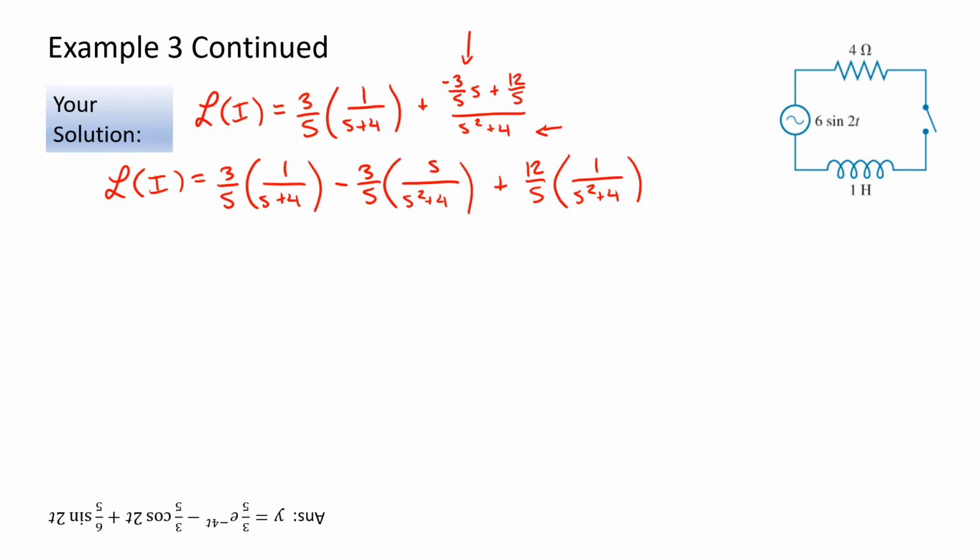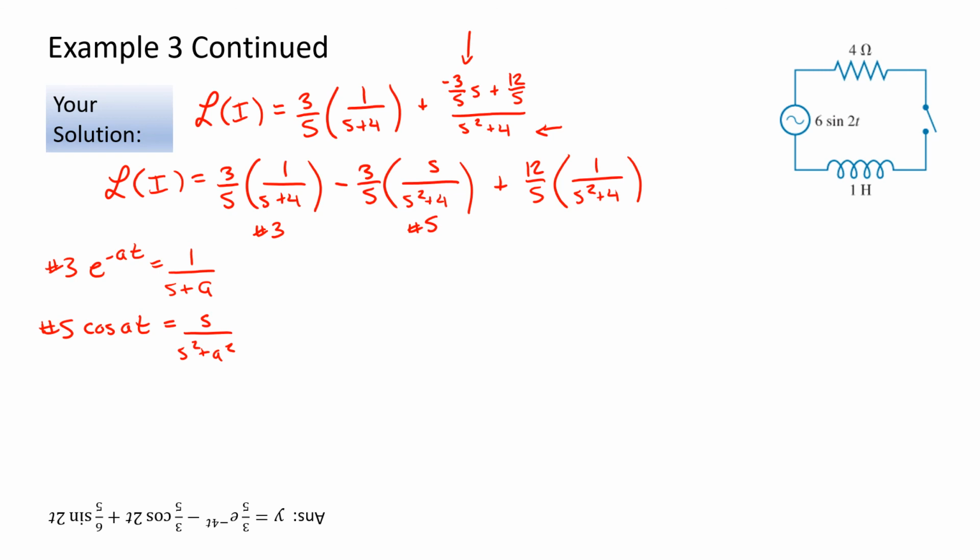And the 1 over s plus 4, you've seen that one multiple times. That corresponds to number 3. Remember, number 3 is e to the negative at is equal to 1 over s plus a. The second function actually, once again, falls into one that we might have seen before, number 5. So number 5, okay, is cosine of at is equal to s over s squared plus a squared. So we have an s term in the numerator and an s squared plus 4, which 4 is just 2 squared.